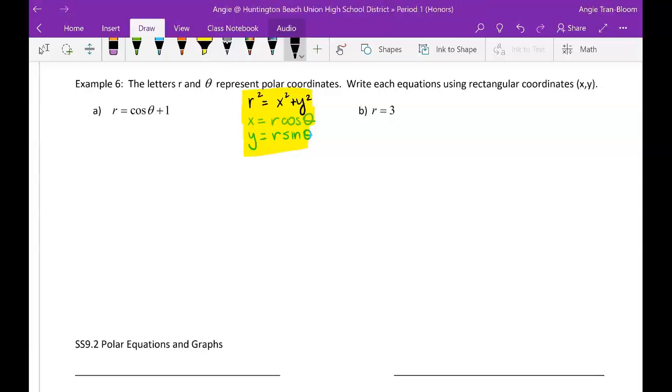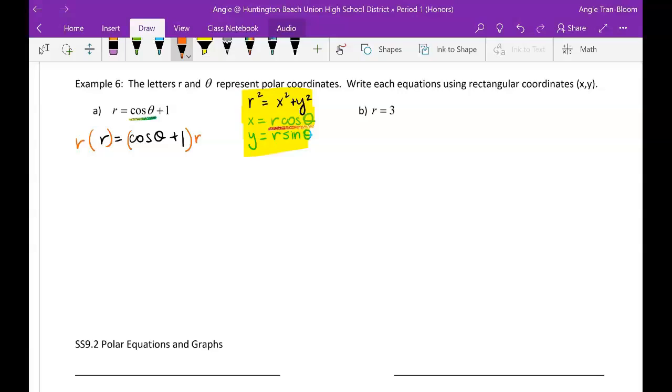A: r equals cosine of theta plus 1. Right now, I know what r cosine of theta is, but in your problem, it just gave me cosine of theta. So what I'm going to do is rewrite my equation, and from here I would like to multiply both sides. Yes, you can do that. What you do to one side, you do to the other.